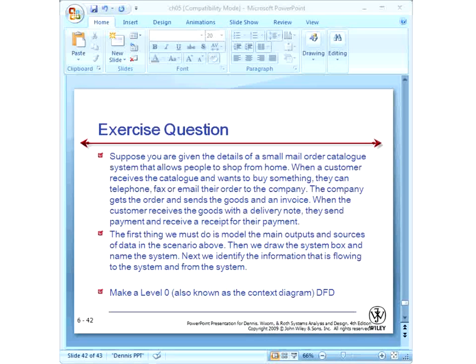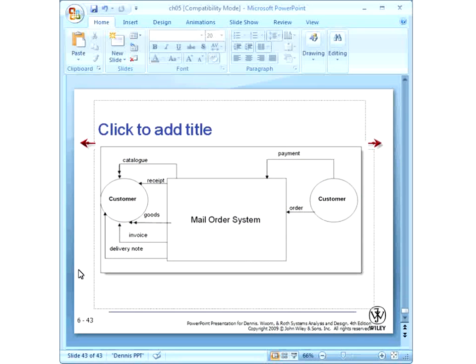The first thing we must do is to model the main outputs and sources of data in the scenario above. Then we draw the system box. So the solution for this context level diagram is this. This is your mail order system, which is modeled through a box, or you can label it as a 0 process, and you can write your customers in this way.